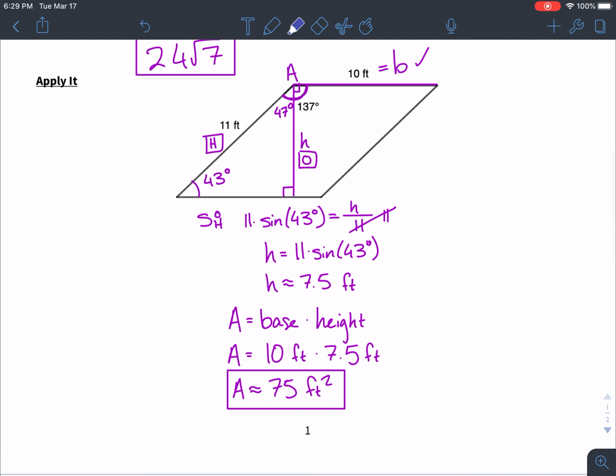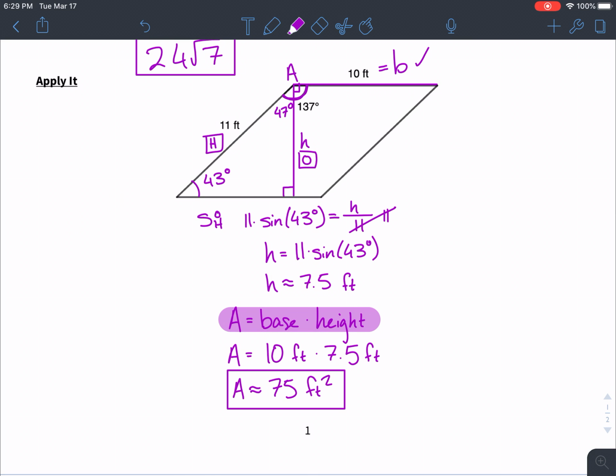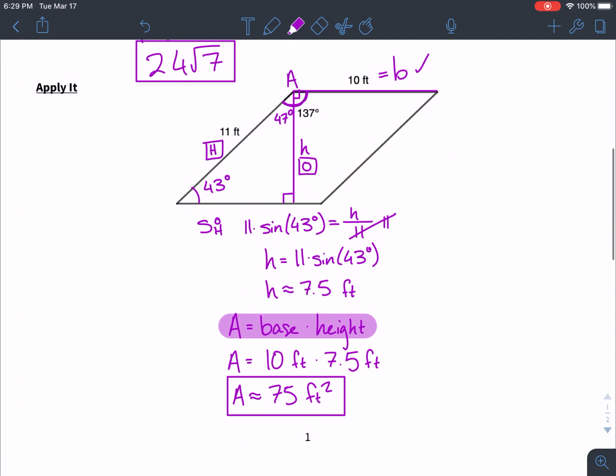All right, so that is how you find the area of a parallelogram. The key to it is getting this formula, area of base times height. As soon as you have those two dimensions of your parallelogram, you are ready to rock and roll.